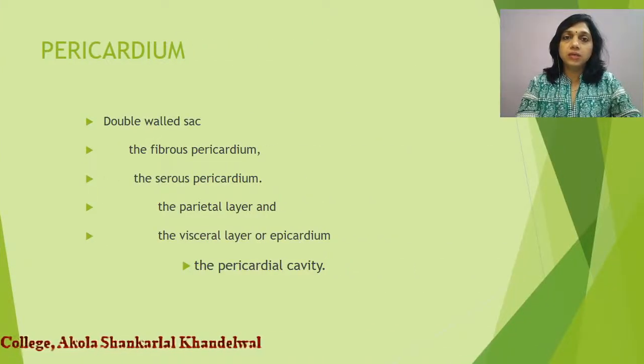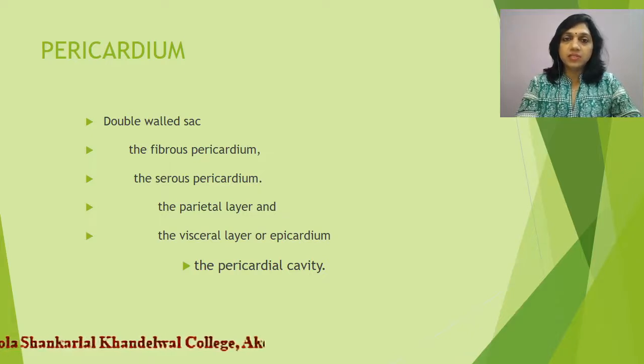The heart is covered externally by a very tough fibrous covering made up of connective tissue, known as the pericardium. The pericardium is a double-walled membrane. The outer membrane is known as the fibrous pericardium, and the inner is known as the serous pericardium. The serous pericardium is again made up of two membranes. The outer is known as the parietal serous pericardium, and the inner one is known as the visceral serous pericardium.